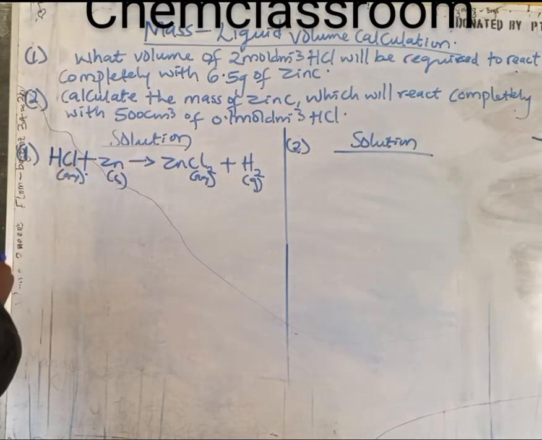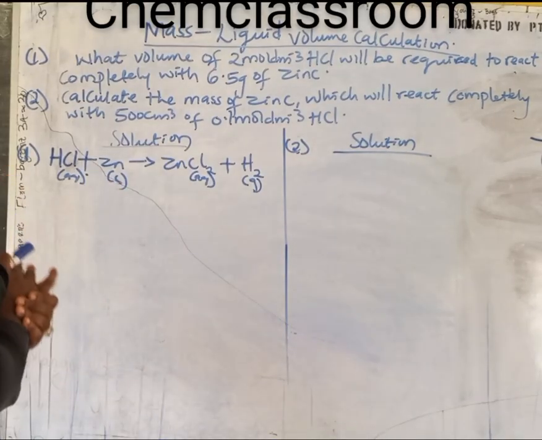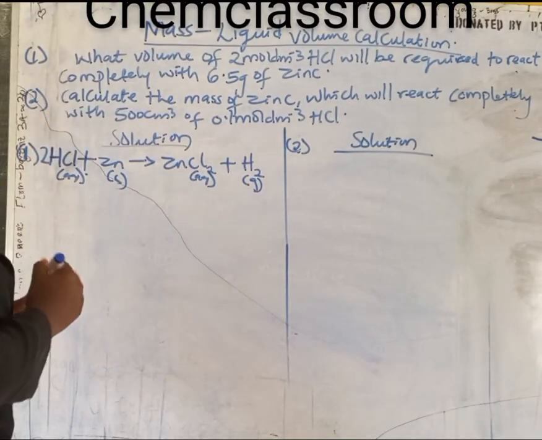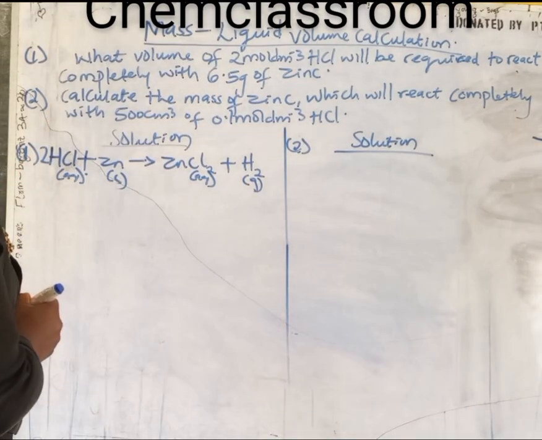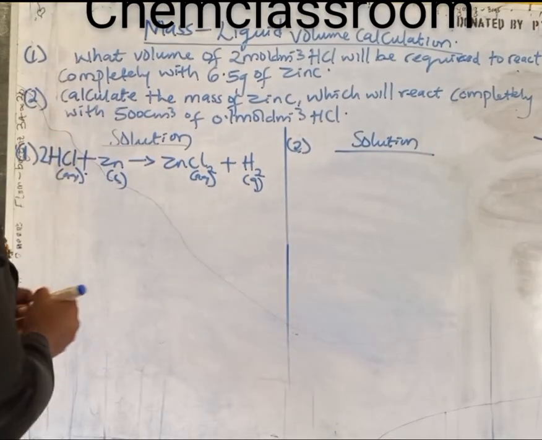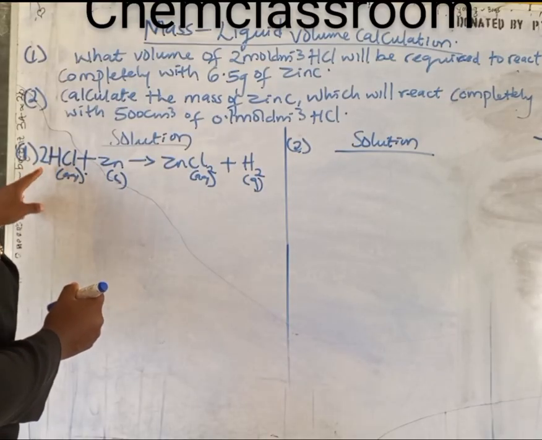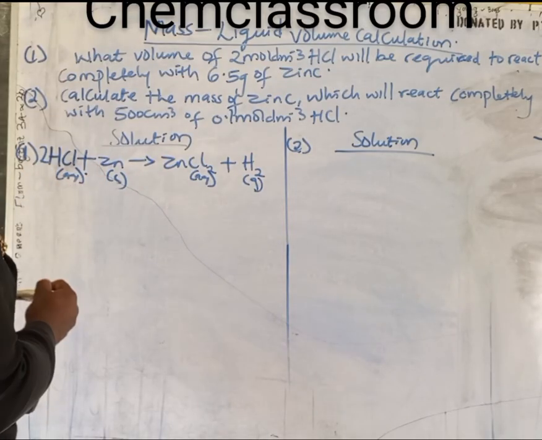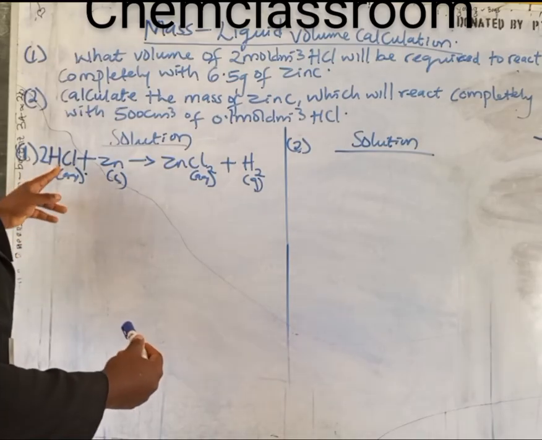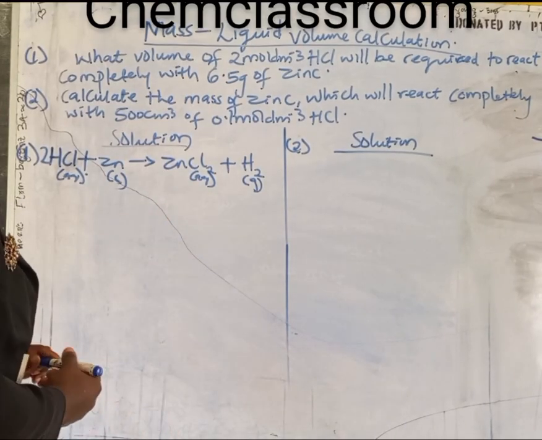This one should be aqueous, then aqueous. Okay, so now let's go back to the reaction. Is it balanced? I need to put a 2 here to balance for hydrogen and chlorine. So from the reaction, I have 2 moles of HCl, then I have my zinc. In this reaction, we are only going to be relating HCl and the zinc. We don't have business with the zinc chloride and hydrogen.